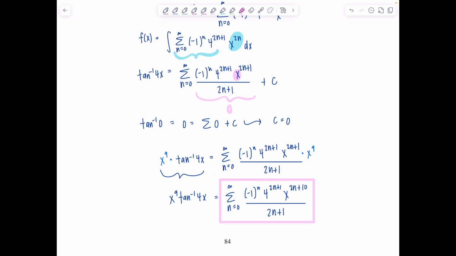And if you want to check your work, if you end up memorizing the Maclaurin series for tan inverse of x, you can use that and manipulate it to come up with the power series representation for x to the 9th times tan inverse of 4x. So that's another way to check. Okay.